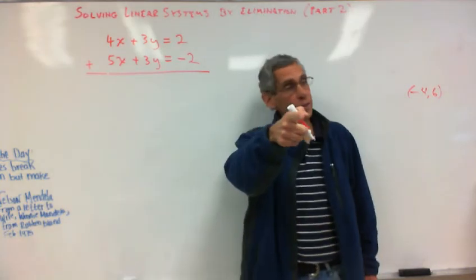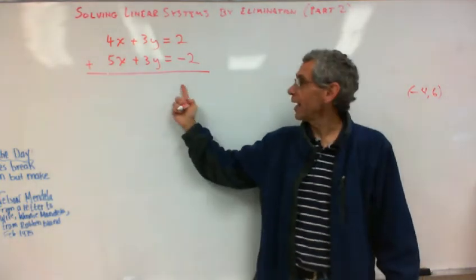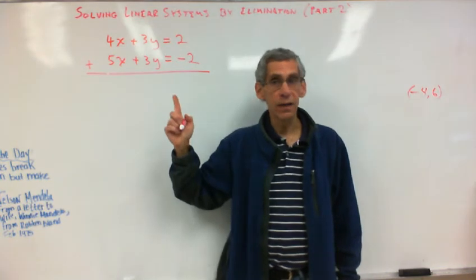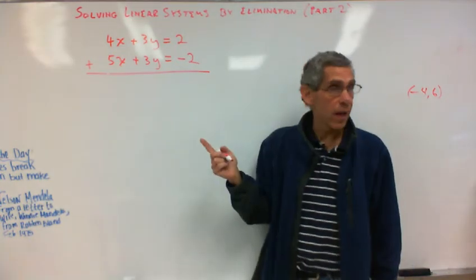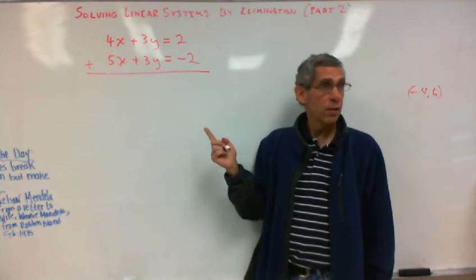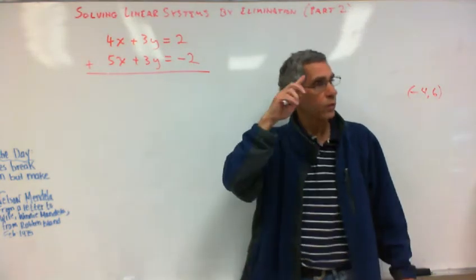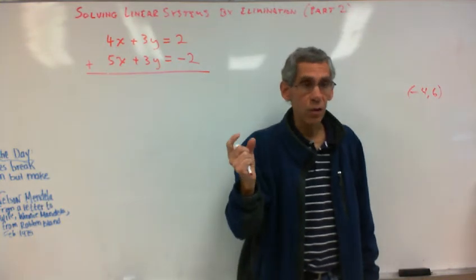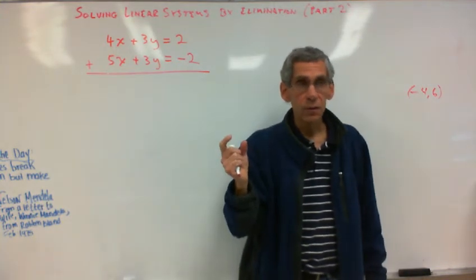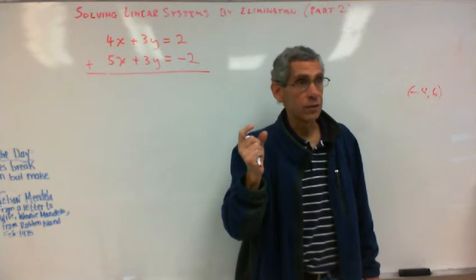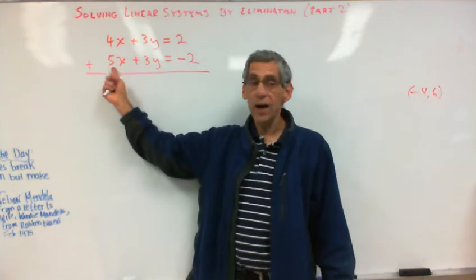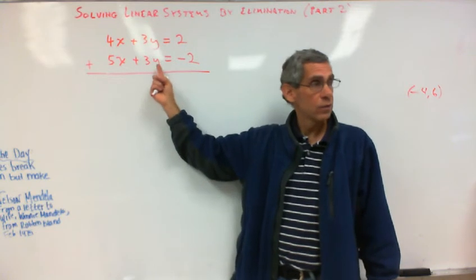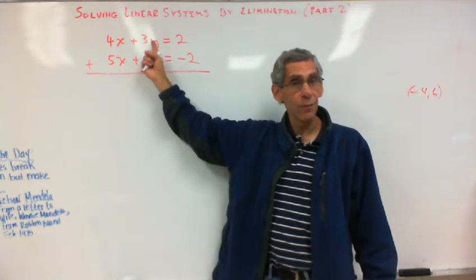All right. So I like Lucinda's idea. Before we add them, let's manipulate one of the equations, right? It doesn't matter which one. You could manipulate the top one or the bottom one. But what I look at when I'm doing these is the coefficients. What are the coefficients? The numbers in front of the x's and y's, right? So 4 and 5 are coefficients, okay? 3 and 3 are coefficients. Wouldn't you agree with me that these are the same numbers right here?